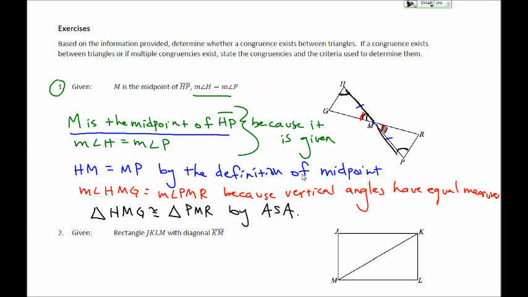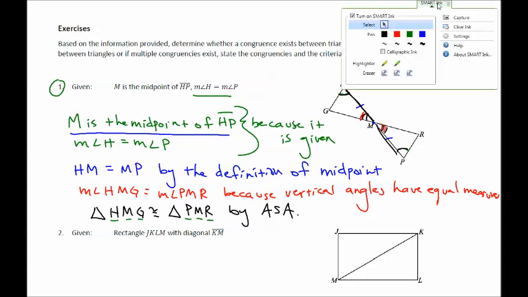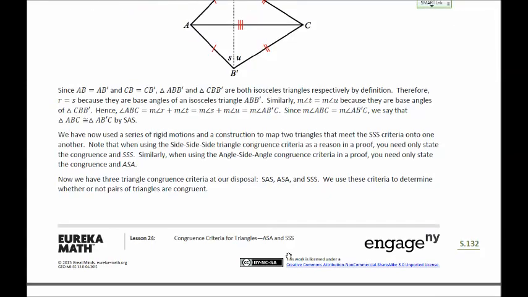And that's the whole proof. Let me point out really quickly that it's very important that H corresponds to P, and M corresponds to M, and G corresponds to R, and that I write this congruence according to what actually corresponds to each other. But that is the whole proof of proving that these triangles are congruent using the angle side angle triangle congruence criteria.